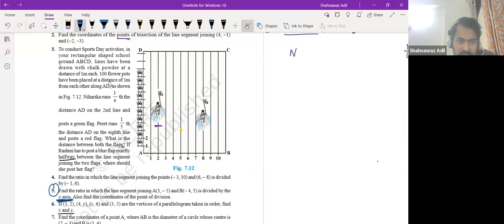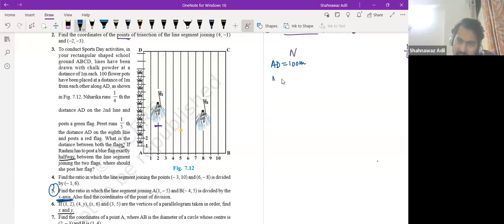100 flower pots have been placed at a distance of 1 meter from each other along AD. So along AD, 100 plants are put, right? And they are 1 meter apart. So this one is also 1, 2, 3, 4, 5, and up to 100. Niharika runs 1 by 4th of AD. AD, we know, is 100 meters, and she runs 1 by 4th.